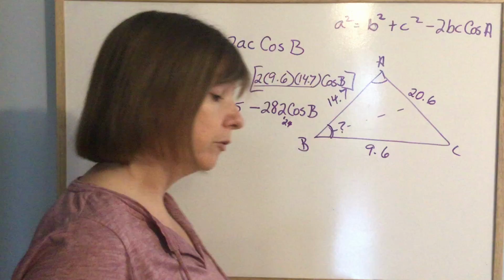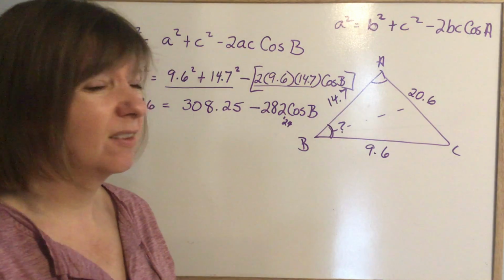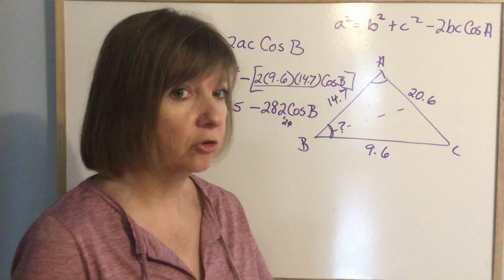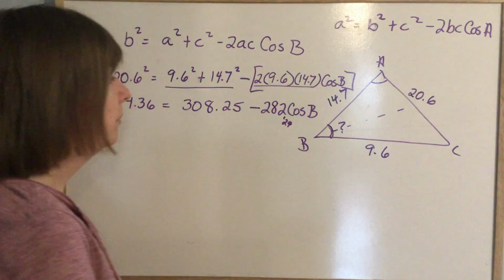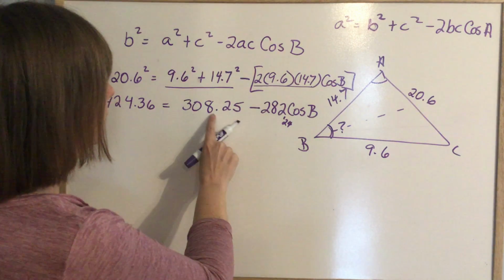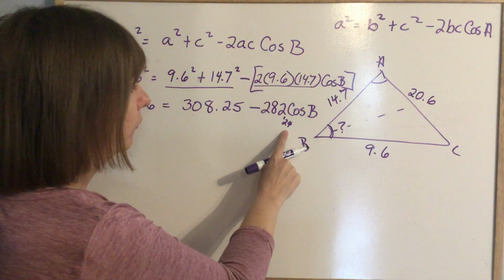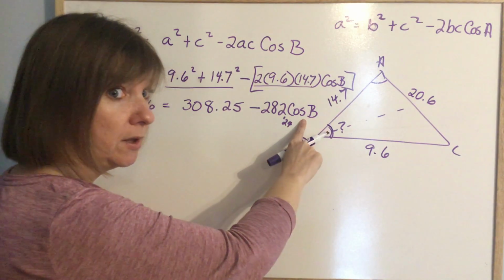I forgot the 0.24. Let me tell you a mistake that a lot of people make. Right here, this is a big one. If you have not paid attention during this video, stop what you're doing. Listen really carefully. What a lot of people do at this point is they do 308.25 minus 282.24. They ignore the fact that there's a cos B on there.